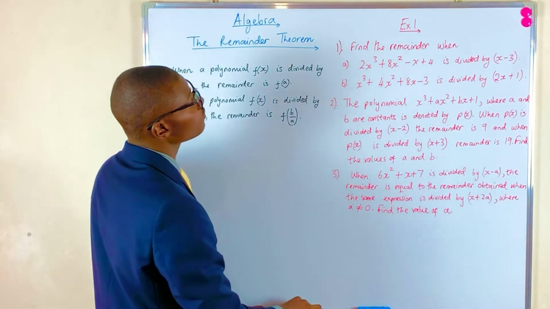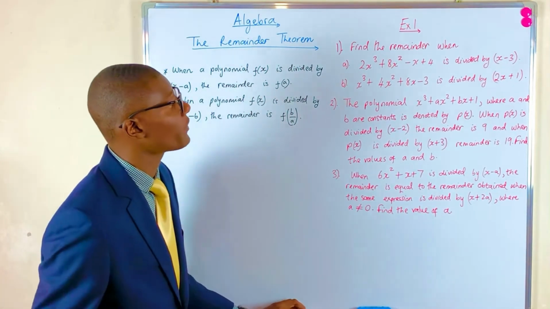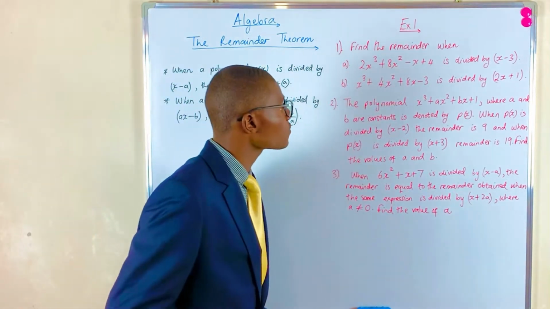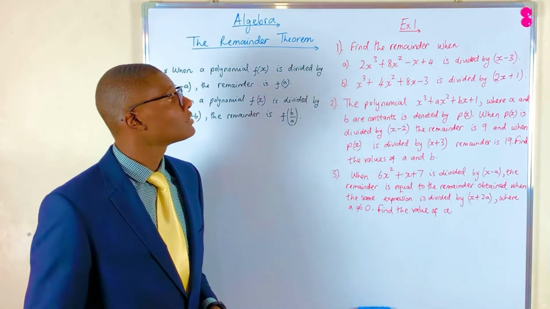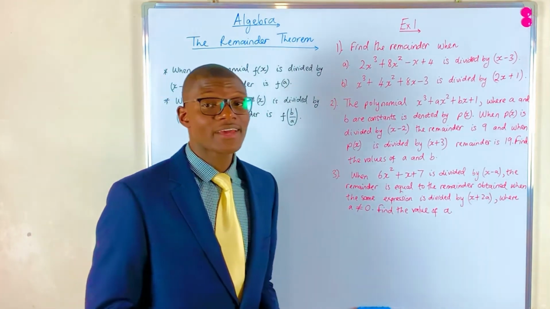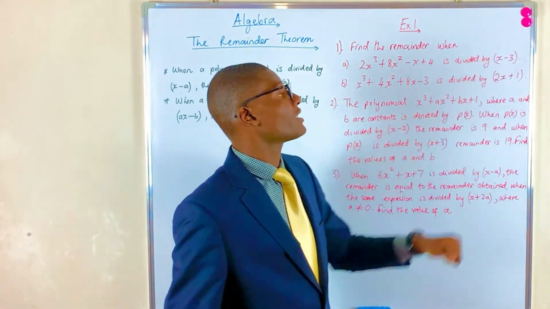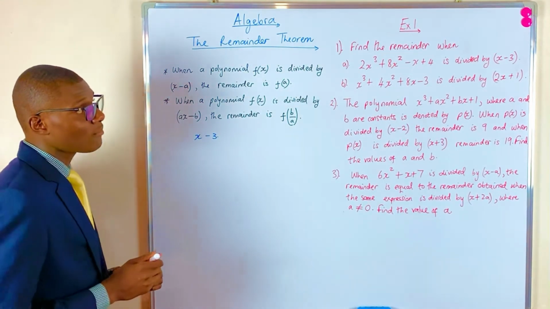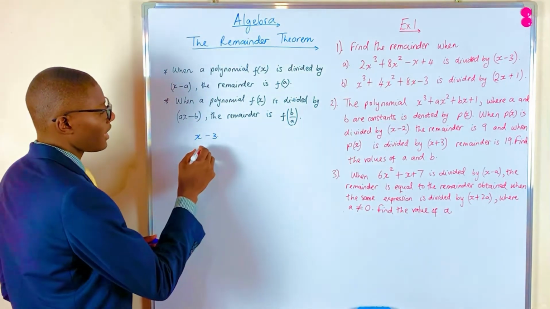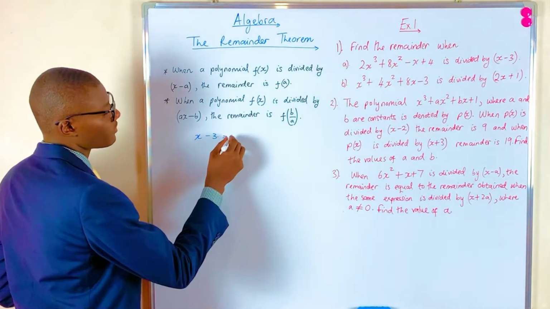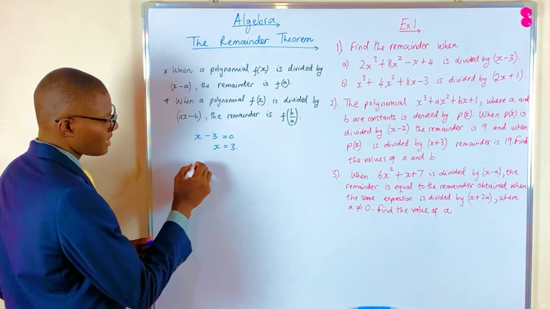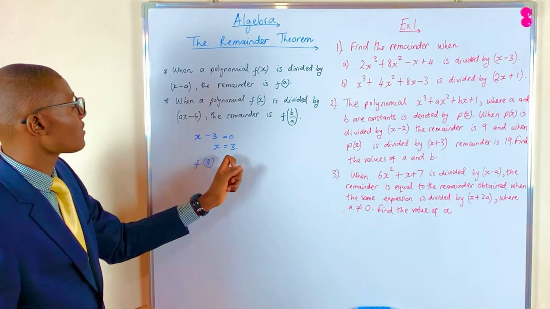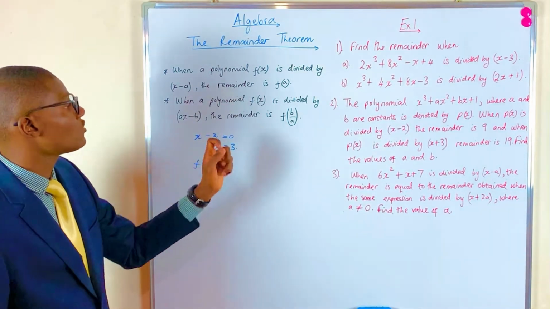Okay, so for number 1a, find the remainder when 2x to the power of 3 plus 8x squared minus x plus 4 is divided by x minus 3. So we've got x minus 3 as the divisor. But we say that if we let this be equal to 0, x will be equal to 3, such that f of 3 should give us the remainder, right? So in this case, our a is 3.